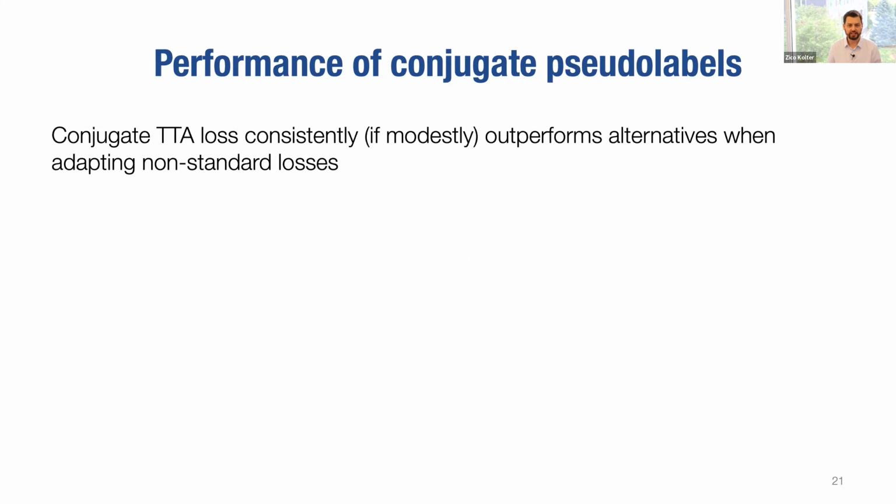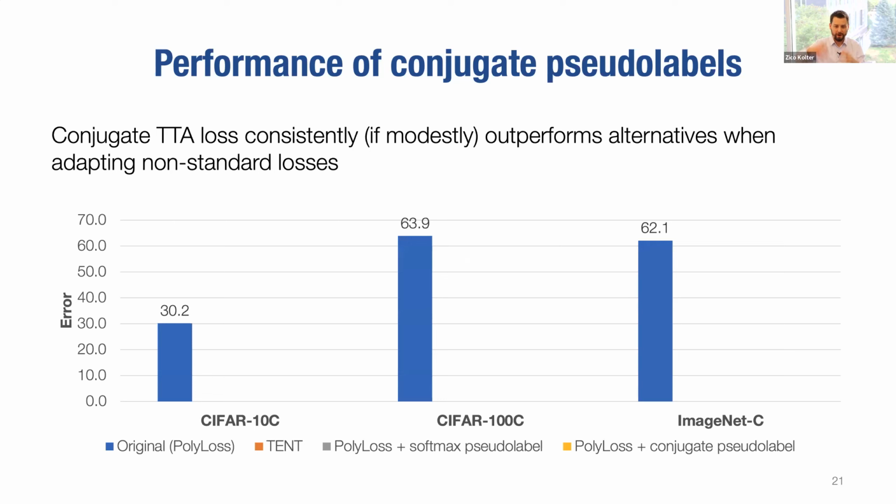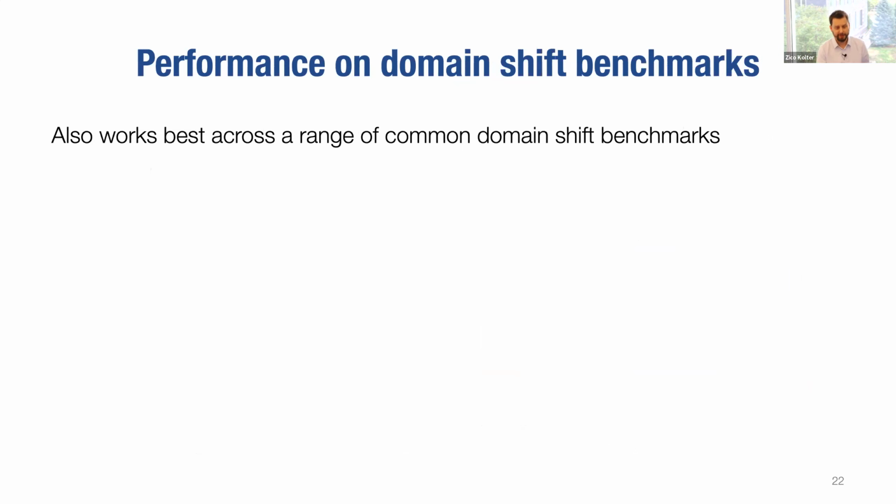And what we find very consistently is that when you apply this methodology to pseudolabels, you get performance that outperforms Tent or other possible objectives. Our method, using what we call conjugate pseudolabels, works better for test time adaptation than all other approaches we can find. If you compare it to just Tent, or to using the right loss but the wrong kind of pseudolabel, we consistently, maybe modestly in some cases, outperform previous approaches. These are synthetic examples that I'm showing here, but this also works on other domain shift benchmarks.